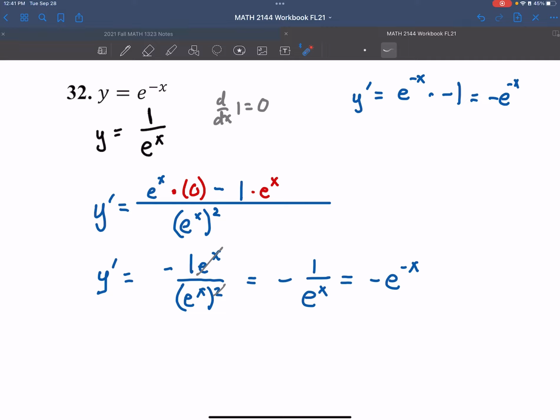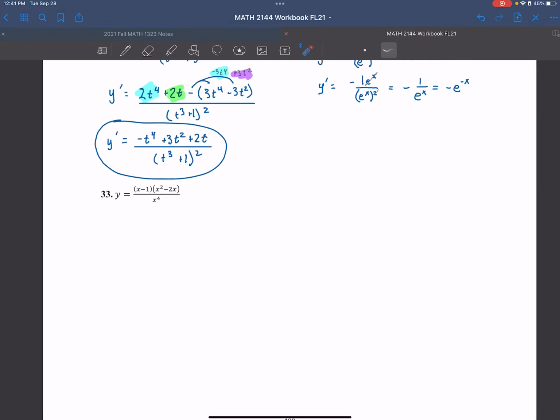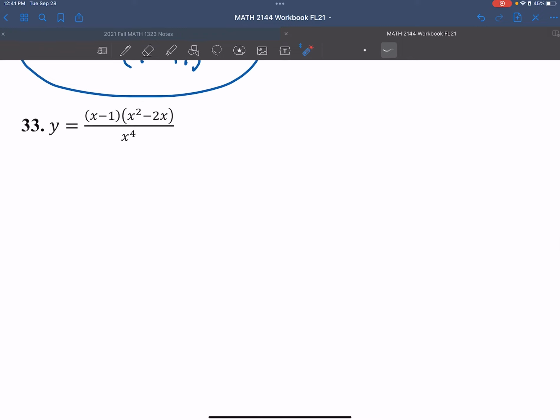Anyone get that one right? Anyone? Awesome. A couple of you. Very good. So if we look at 33, looks fun, right? We're going to do the quotient rule. And while we're doing the quotient rule, someone's going to come up and sell us the product rule.